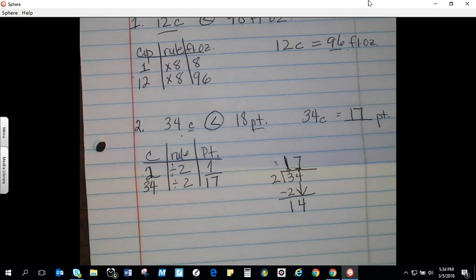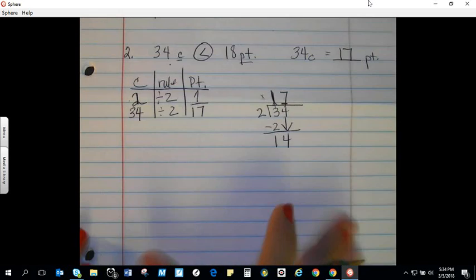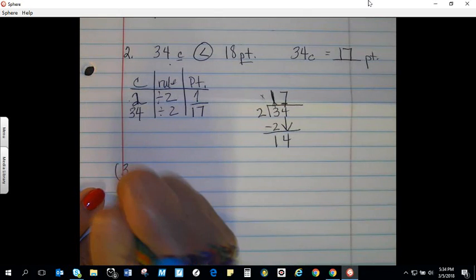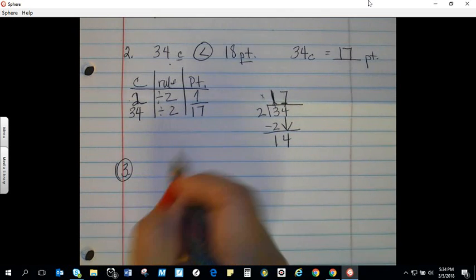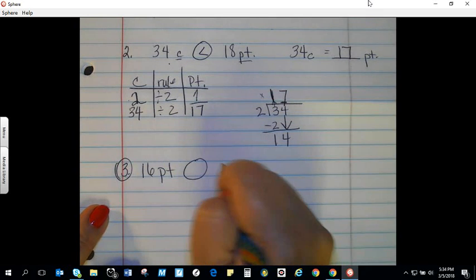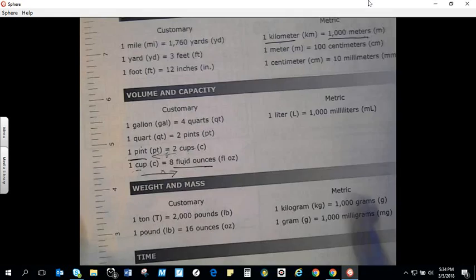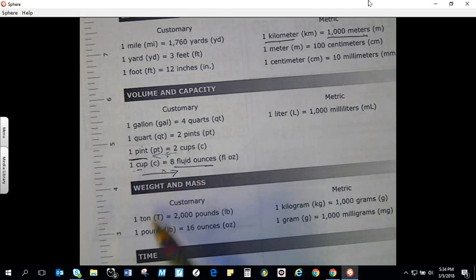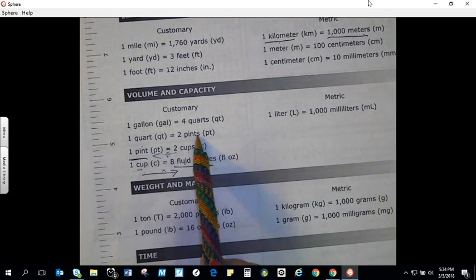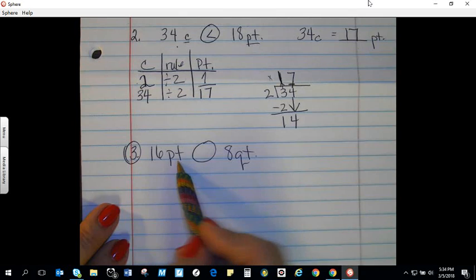Number 3. At any time, remember, just pause so that you can see what you have going on. 16 pints is equal to 8 quarts. Again, I'm going over to my sheet, and I'm looking at pints to quarts. I'm moving this way, pints to quarts.